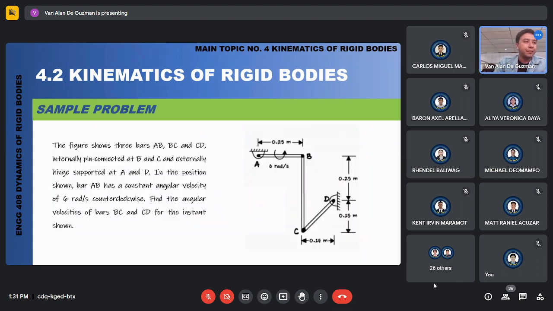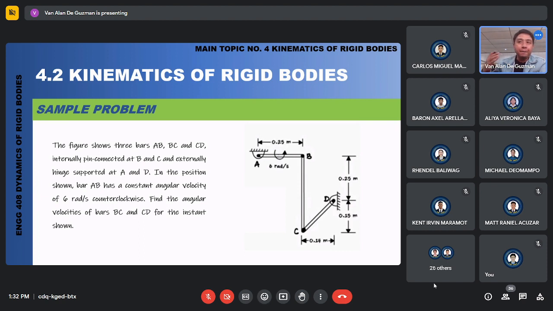Okay. This is a problem. The figure shows 3 bars, AB, BC, and CD, internally pin connected at B and C and externally hinge supported at A and D. In the position shown, bar AB has a constant angular velocity of 6 rad per second counterclockwise, as seen here. Find the angular velocities of bar BC, so this one, and bar CD for the instant shown. Okay? Unahin natin kung naiintindihan nyo itong ating figure. So, nabivisualize nyo yung ating motion. Okay?